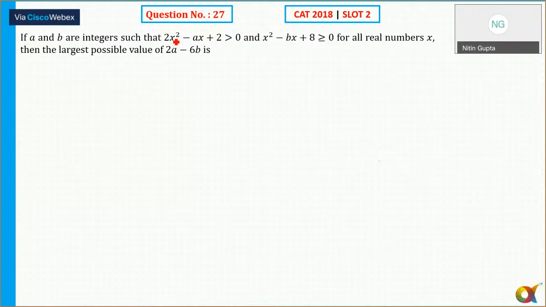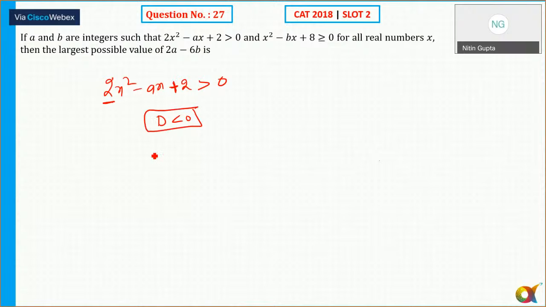Now it says a and b are integers such that the quadratic equation 2x squared minus x plus 2 is greater than 0. Now if this quadratic expression is greater than 0 and the coefficient of x squared is positive, then we know for any quadratic, if the coefficient of x squared is positive, it is always greater than 0 whenever the discriminant is less than 0.